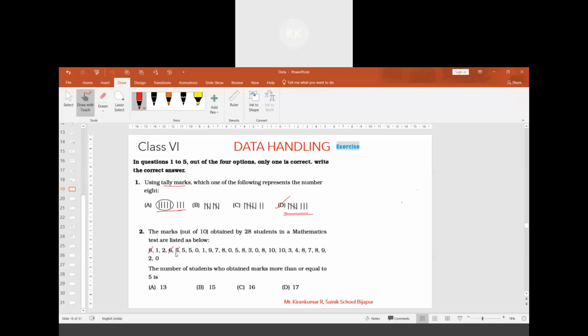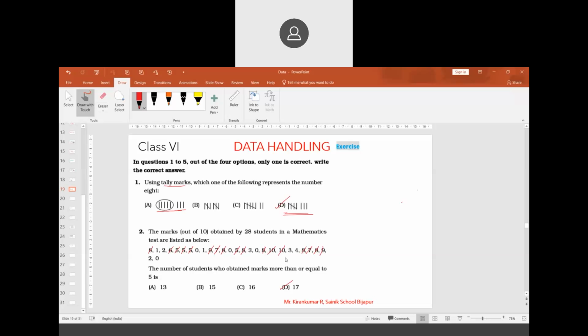This is equal to 5, this is more. 1, 2, 3, 4, 5, 6, 7, 8, 9, 10, 11, 12, 13, 14, 15, 16, 17 are there. Sir, option D.